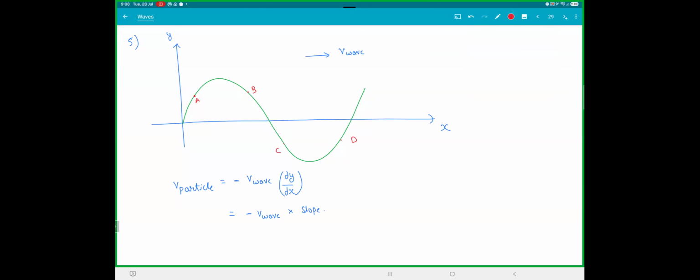So at point A, the slope was positive. Point B, slope is negative. Point C, slope is negative. Point D, slope is positive. So if the slope is negative, it means it is going up. So A is going down, B is going up, and C is also up, and D is going down. Clear with this?